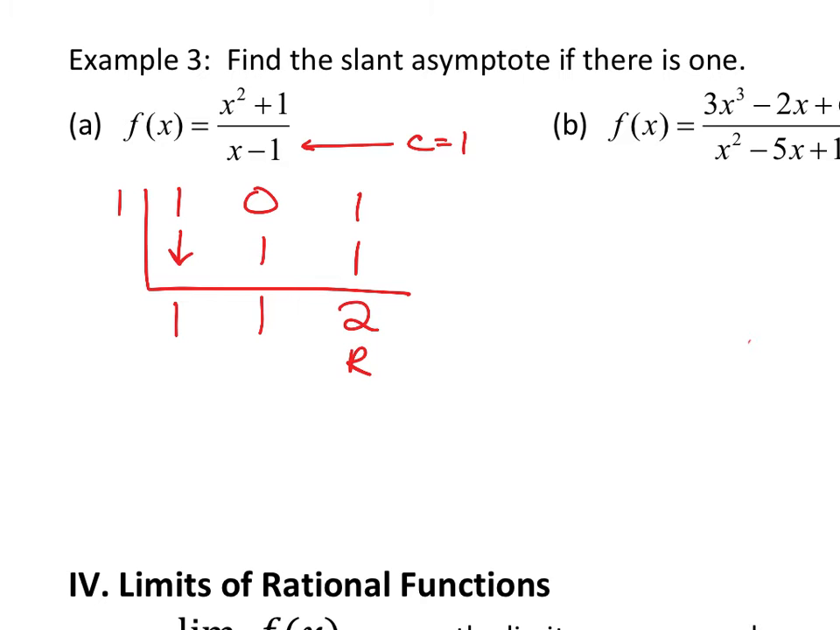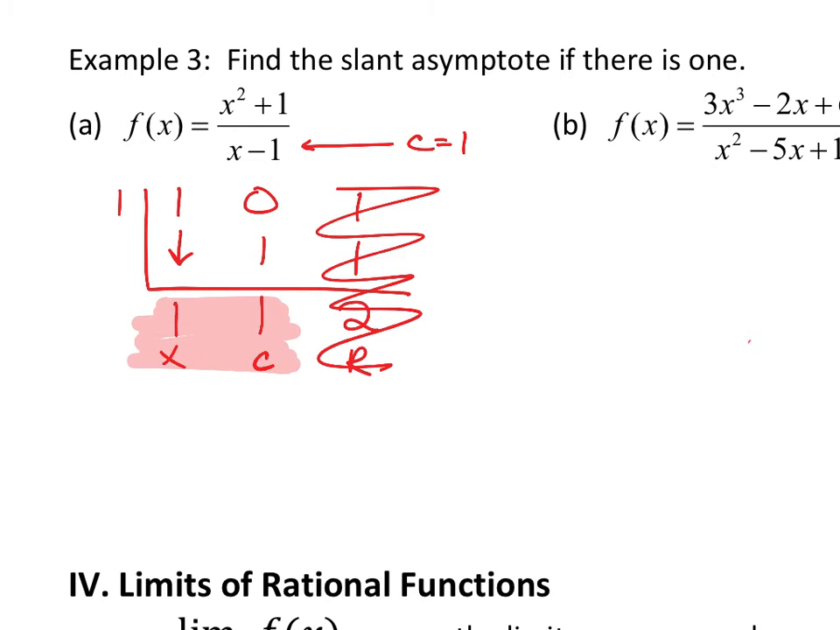Remember, we get the remainder, the constant, and the x term. But again, we don't really care about the remainder. This tells me what's left over. This part right here is my slant asymptote. The quotient here is the equation of the slant asymptote. So letter A has a slant asymptote at y equals 1x plus 1.